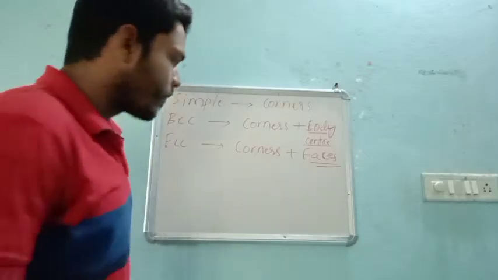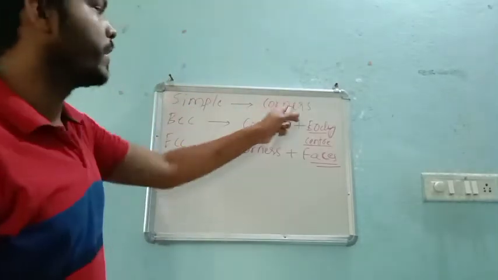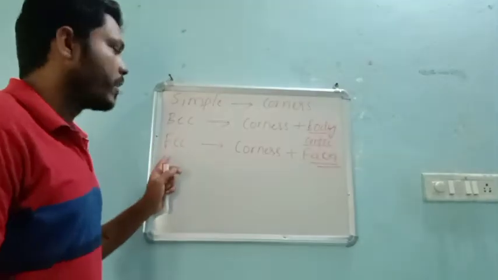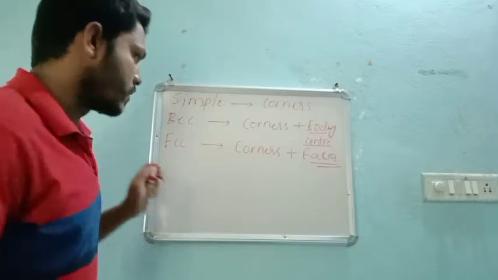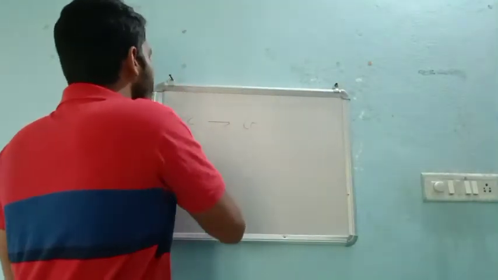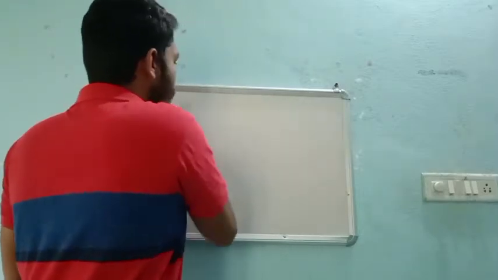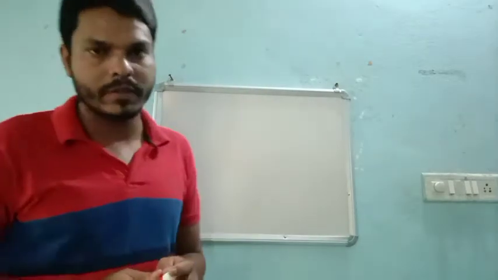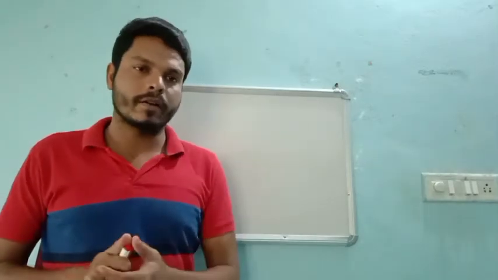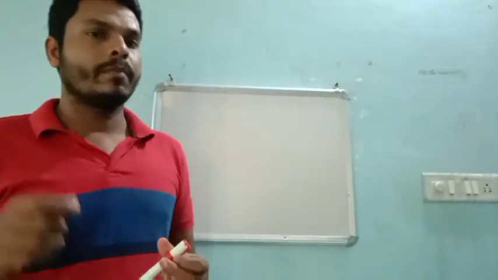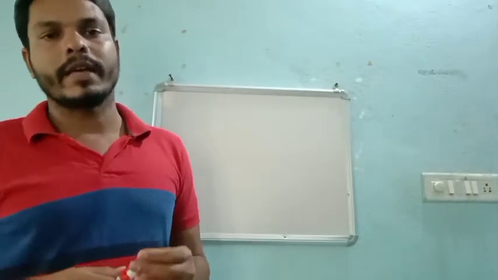Now, after knowing these definitions: simple means only at the corners, BCC means corner plus body center, and FCC means corner plus faces. After knowing these things, we will move further. What will be the contribution of the corner? What will be the contribution of faces? I mean, the atom present at the face and the atom present at the corner, as well as the contribution of the atom present exactly at the center?